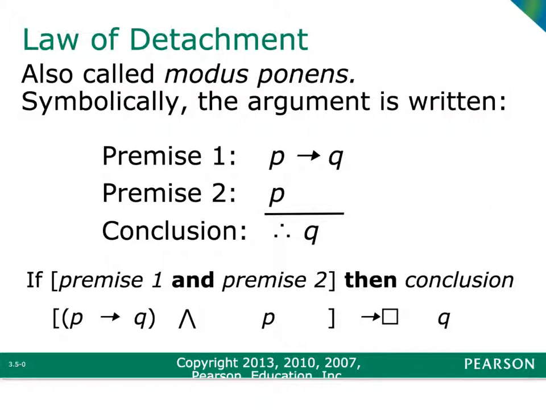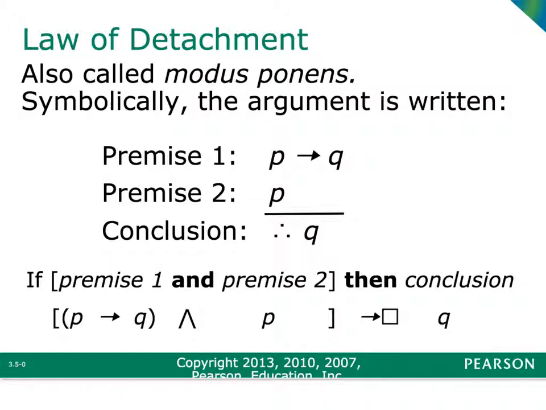One of the most common ones that you're going to work with is called the law of detachment, which is also called modus ponens. Symbolically, it's written like this. If P, then Q is premise 1. Premise 2 is that P happened. So the conclusion is therefore Q.